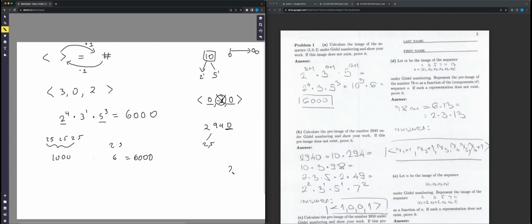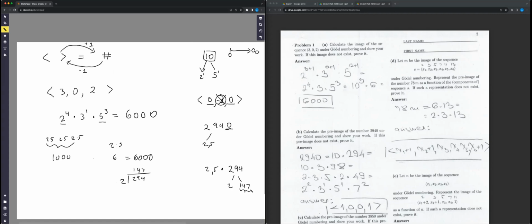So now 294 times 10, right? Times 2 times 5. And then 294 is even, so let me just pull out another 2. And then I get whatever 294 divided by 2 is. Okay, let's go back to long division. So that's a 1, that's a 4, it's a 7. So we get 147. So 2 and 147.